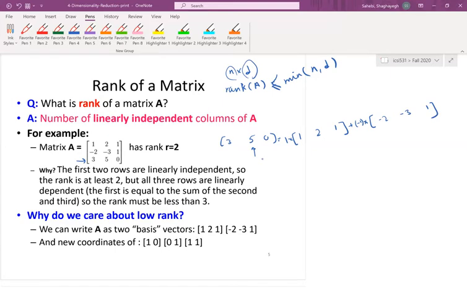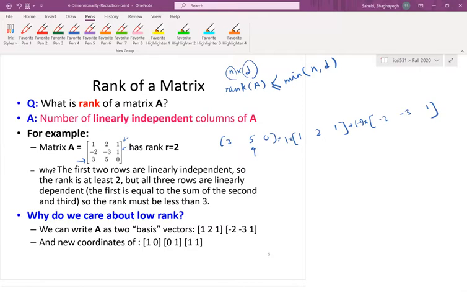Now, can I go lower than 2? Can I have a rank 1 in this matrix? Let's check. If I can find a linear relationship between row 1 and row 2, then yes, I will have rank 1. But we can see that there's no way that we can linearly write row 1 according to row 2 or the other way around. So we need at least these 2 rows to be able to represent the whole matrix. So the rank of this matrix is exactly 2.